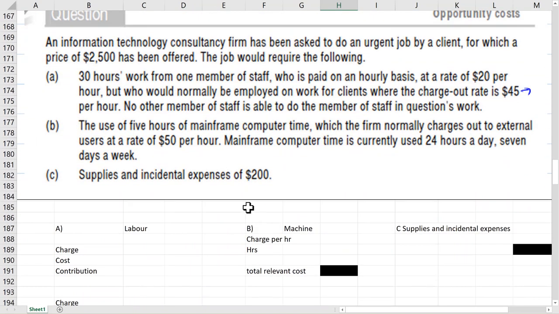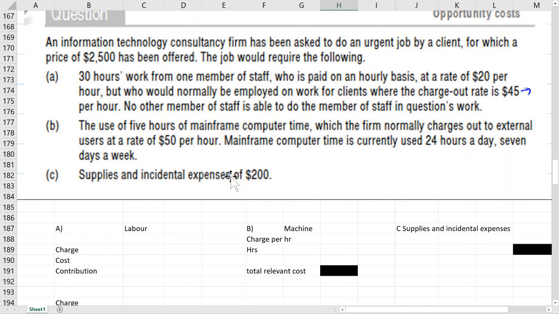Next, an information technology consultancy firm has been asked to do an urgent job by a client for which a price of $2,500 has been offered. The job would require the following: 30 hours work from one member of staff who is paid on an hourly basis at the rate of 20 per hour, but who would normally be employed on work for clients where the charge-out rate is 45 per hour. No other member of staff is able to do the member of staff in question's work.